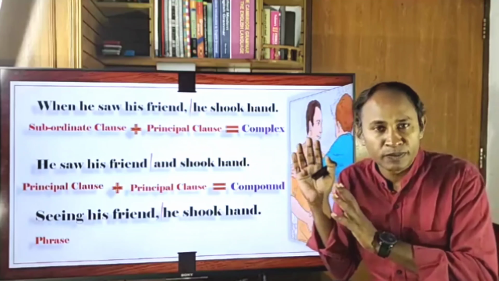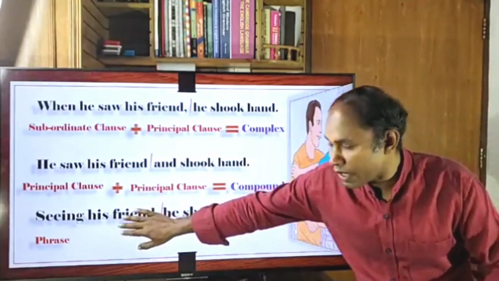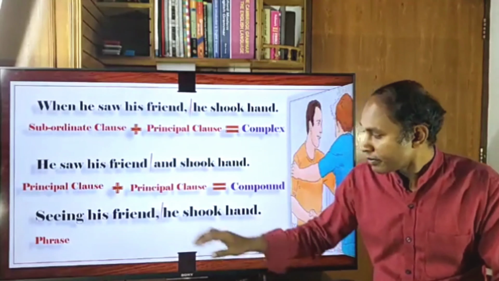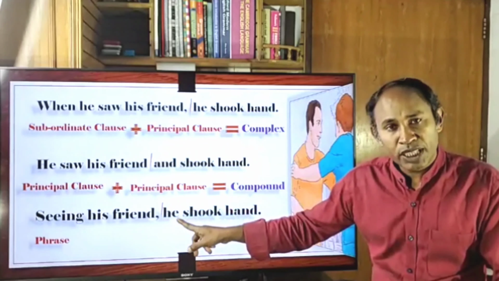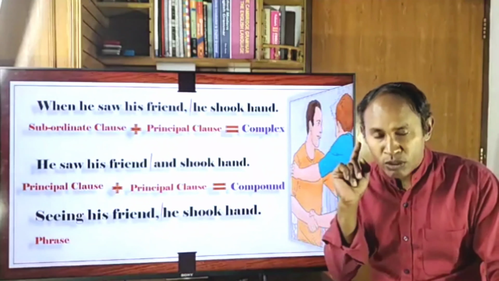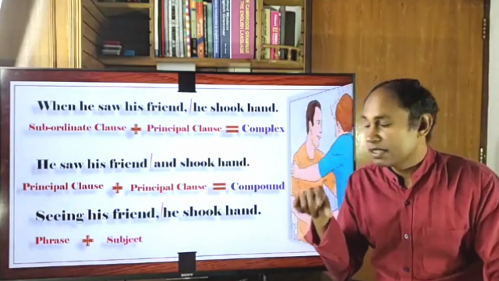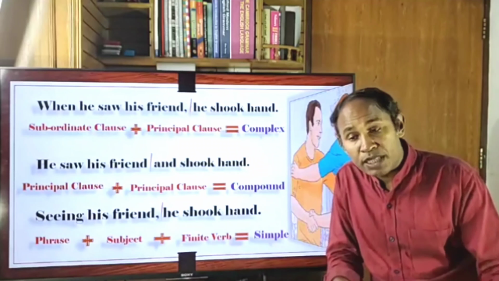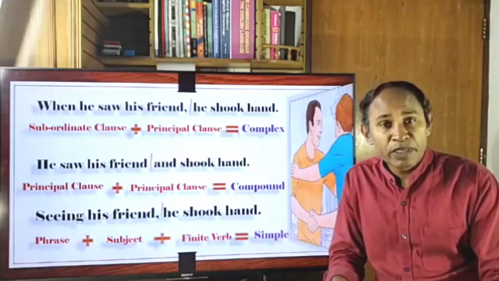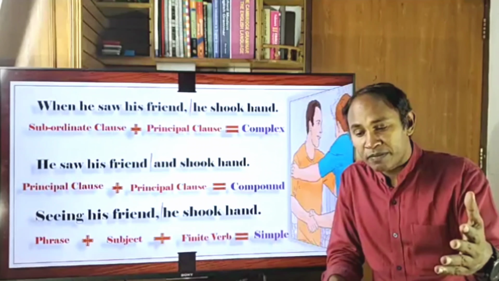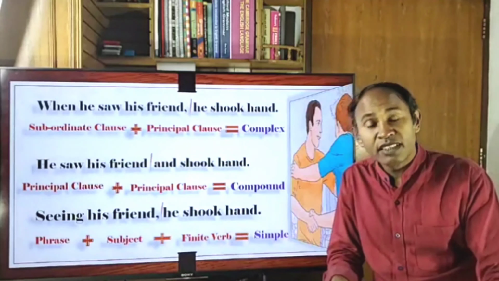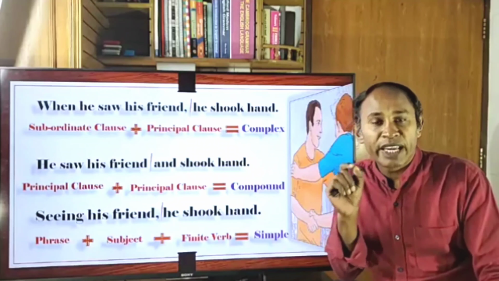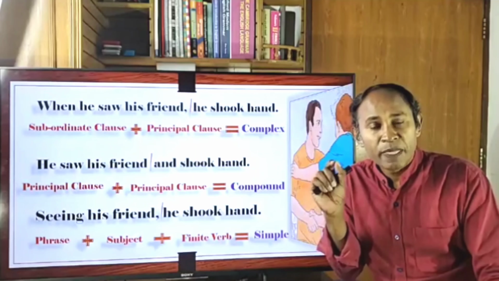Both are parts of a sentence, okay? So in "seeing his friend," there is no subject and finite verb. That's why these words are called a phrase. In this sentence, we have one subject and one finite verb, and that's why this is called a simple sentence. Perhaps you can understand now. If I ask you what a simple sentence is, your answer is that a simple sentence is a sentence which has one subject and one finite verb.